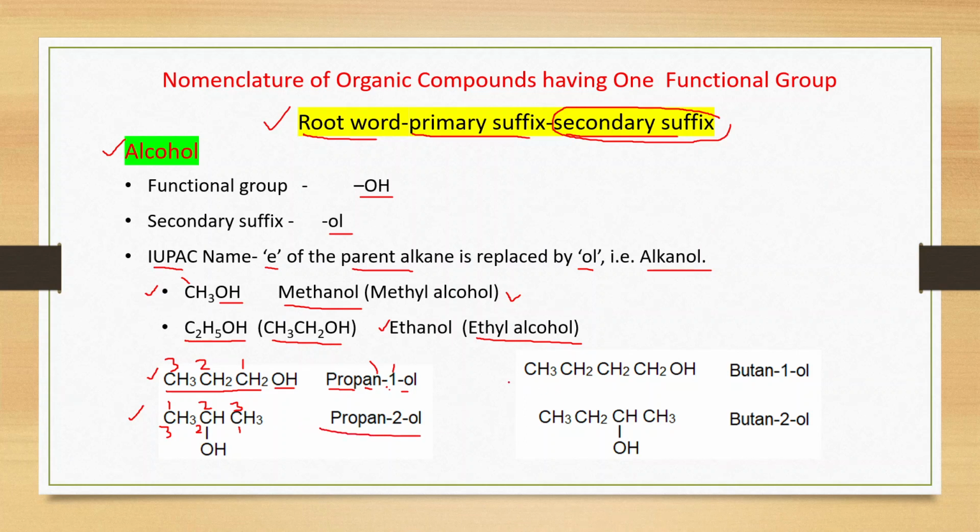Clear? Now write the name of this compound. First identify the functional group, that is OH. Then there are 4 carbon atoms. Numbering will start from this end: 1 2 3 and 4. That's why this is butan-1-ol. Again remember, the E of butane is dropped. Clear? Now in this one, numbering will start from this carbon atom: 1 2 3 and 4. So this is butan-2-ol.